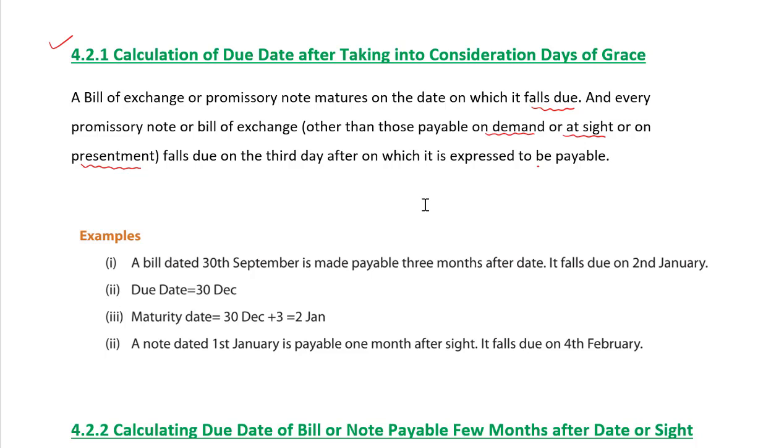Example, a bill dated 30th September is made payable after 3 months. 30th September plus 3 months, it falls due on 2nd January. So due date is 30th September plus 3 months, 30th December, plus 3 days of grace: 31st December, 1st January, 2nd January. Maturity date is 2nd January. A note dated 1st January is payable 1 month after sight. It falls due on 4th February.